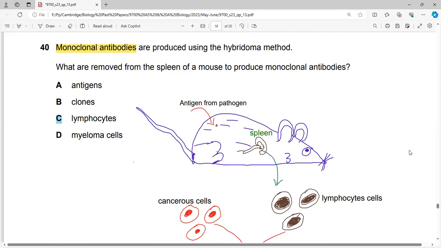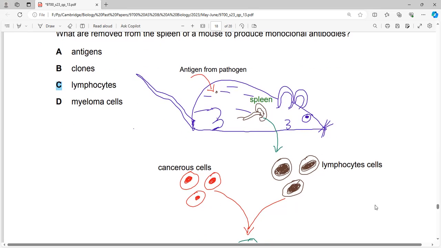We're going to proceed to question number 40 here. Monoclonal antibodies are produced by using hybridoma cells. To understand the concept of monoclonal antibodies, for example, if you want to produce many antibodies against one specific antigen, we take that antigen from a pathogen, bacteria or virus, and we inject that antigen into the mouse. So the mouse immune system starts producing antibodies against the antigen. That's why this mouse survives.